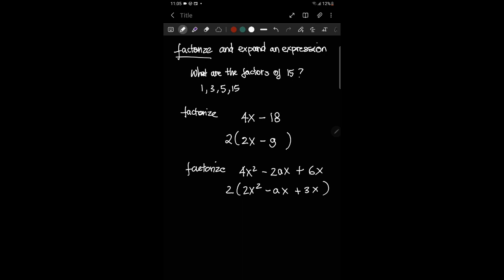Now, is there any other factor that can be taken from these 3 terms? The number, we cannot change it anymore. Why? Because we have 2 here, this one is 1, and this one is 3. They share the same factor, but it's only 1. Right? It doesn't give any impact.